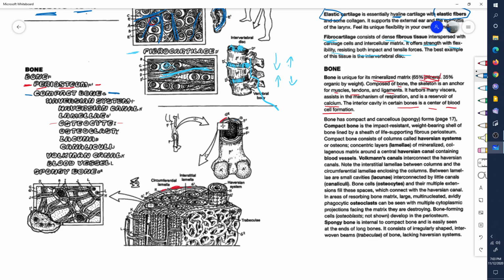Compact bone is this layer right in here inside the periosteum. It's that hard, compact area here. Like I said, the periosteum is wrapped around the outside. And then all the way toward the middle is spongy bone.